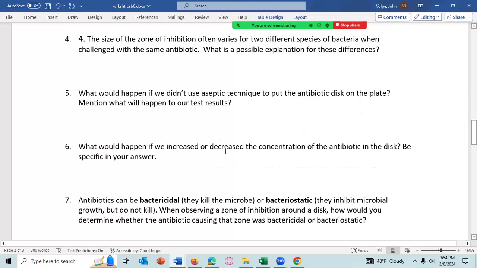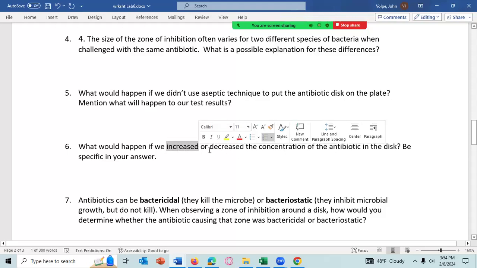6, what would happen if we increased or decreased the concentration of the antibiotic in the disc? Be specific in your answer. And you must answer for both what will happen when we increase the concentration in the disc and what will happen when we decrease the concentration in the disc. If you only answer it for one, you'll only get partial credit.